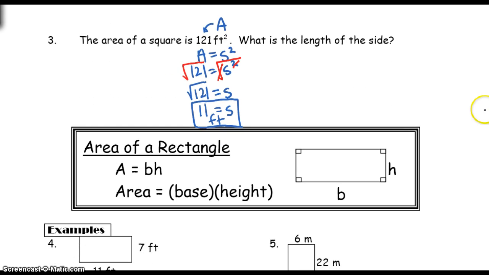All right, so let's keep moving along. Area of a rectangle. Here's your base times height. You may have learned it as length times width.